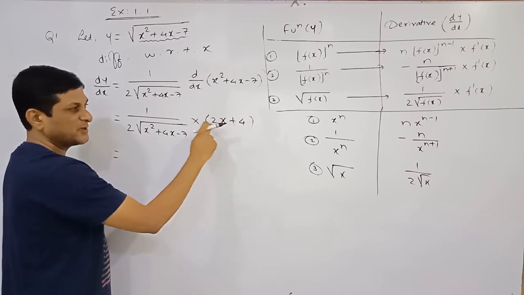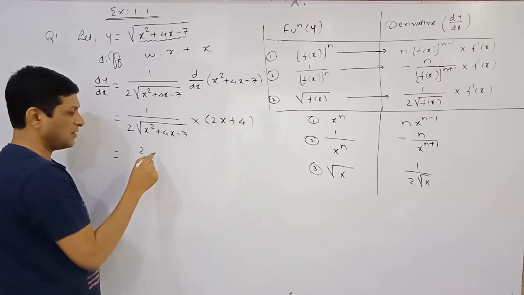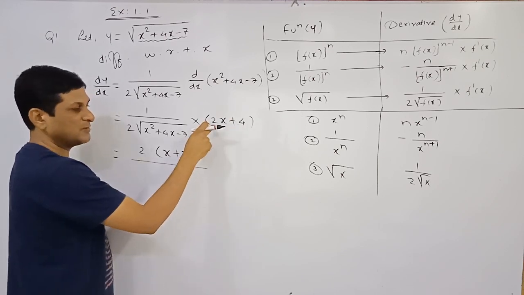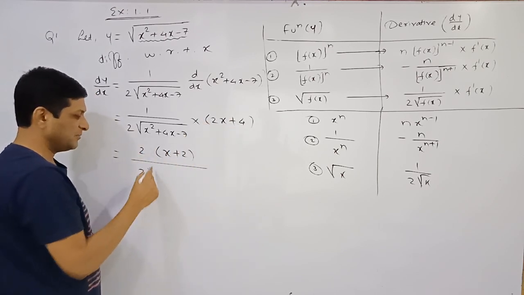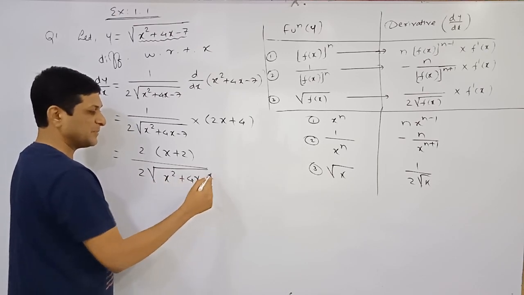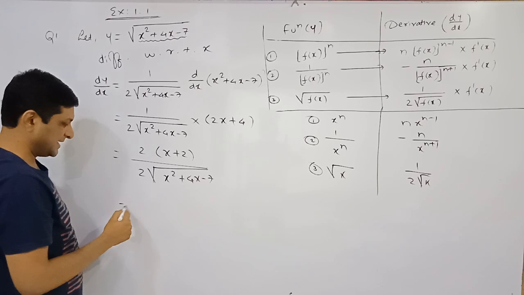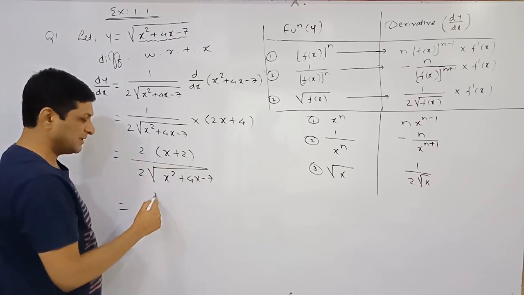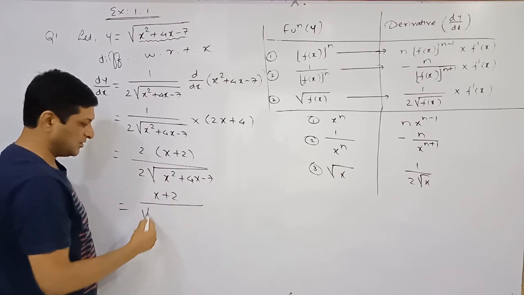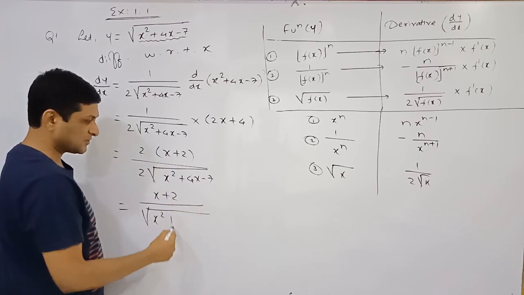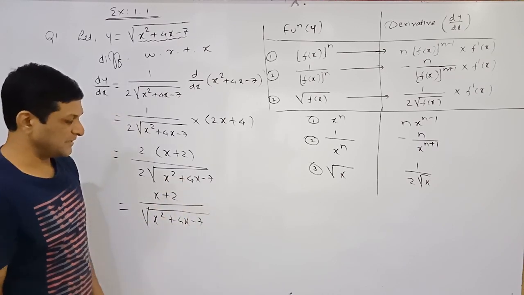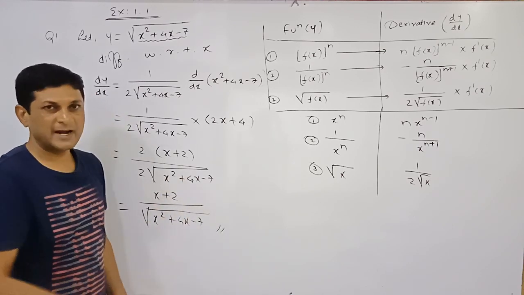Parallelly, can I take 2 common from these two terms? If we are taking 2 common, the remaining term is x plus 2. Just simply we are taking 2 common from these two terms, and in the denominator 2 under root x square plus 4x minus 7, keep it as it is. So here 2 and 2 will get cancelled. After cancelling 2 from numerator and denominator, in the numerator we will get x plus 2 and in the denominator we will get under root x square plus 4x minus 7. Now nothing is there to simplify, so this will be our required differentiation.